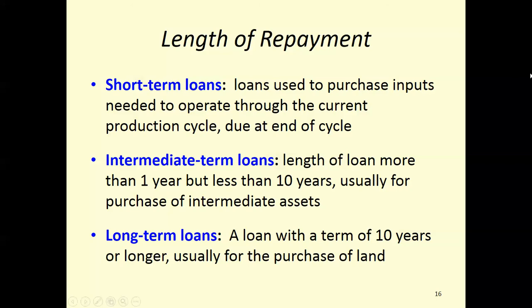An intermediate loan would be one for 1 to 10 years. That's usually for the purchase of intermediate assets like breeding livestock, machinery, buildings, things of this nature. A long-term loan is a loan with a term of 10 years or longer, usually for the purchase of land or maybe a home. Everything else is probably going to be 10 years or less. Maybe something like a dairy barn or possibly a hog barn might be over 10 years. But most intermediate assets like those buildings are always an intermediate asset. Typically, those are going to be a 7 to 10 year loan.